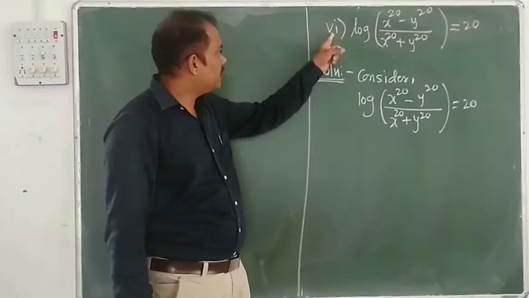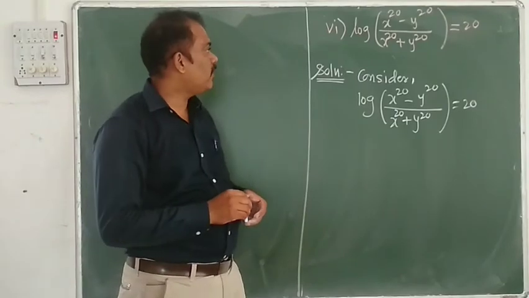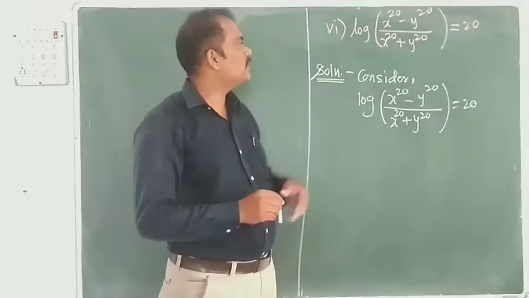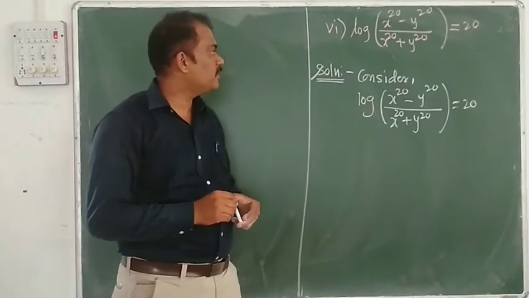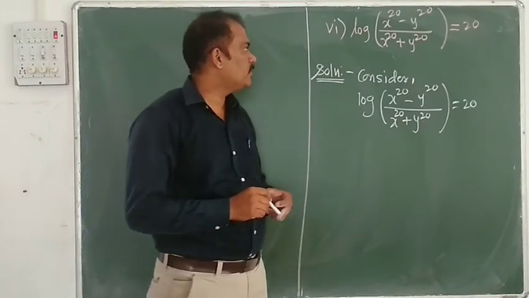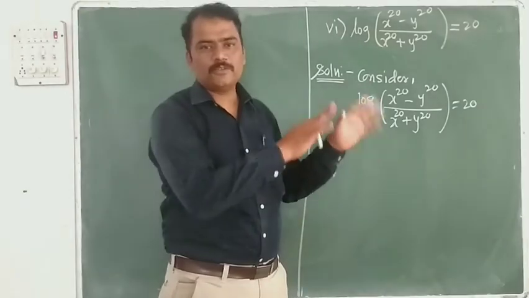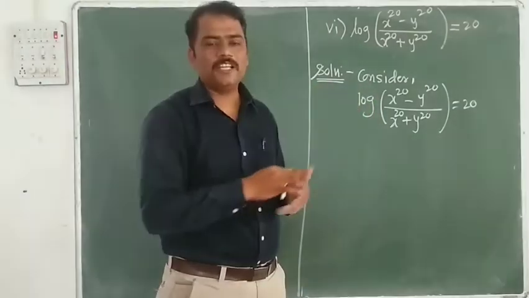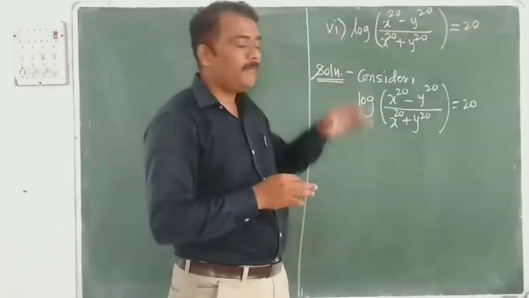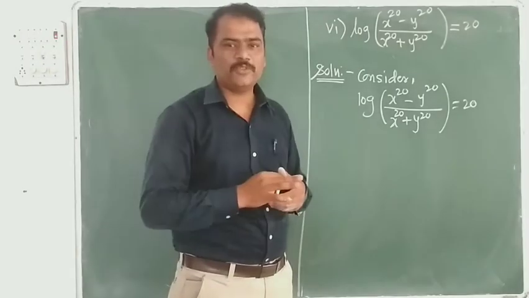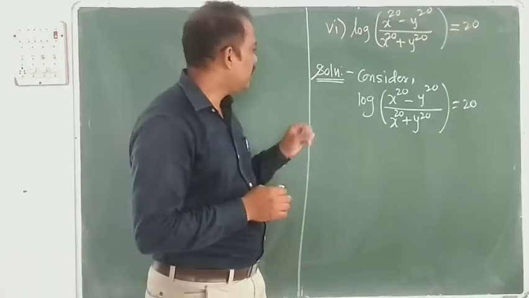Now we have to discuss example number 6. What is that example? Log of (x raised to 20 minus y raised to 20) divided by (x raised to 20 plus y raised to 20) is equal to 20. Today, due to the corona, we have to stop all those 20-20 matches. But in mathematics, we have to use the 20-20. Okay? So let's see that carefully.